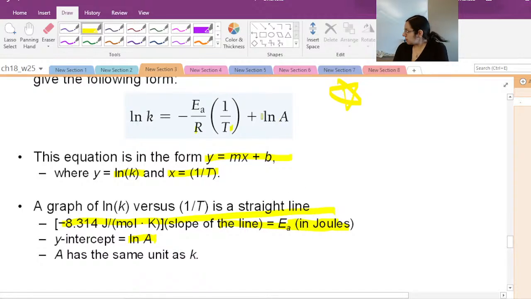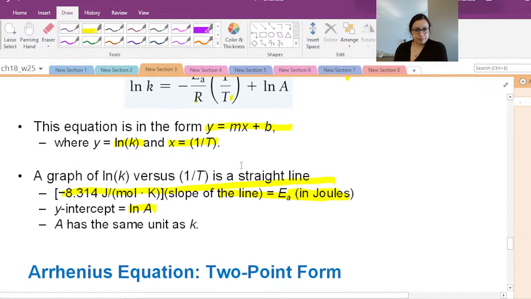And so obviously there's going to be some graphs made at some point, and you're given this y equals mx plus b form. This is your plus b, ln A, and then our x is equal to 1 over temperature. So again, key points: our graph of the natural log of the rate versus 1 over temperature should give us a straight line.